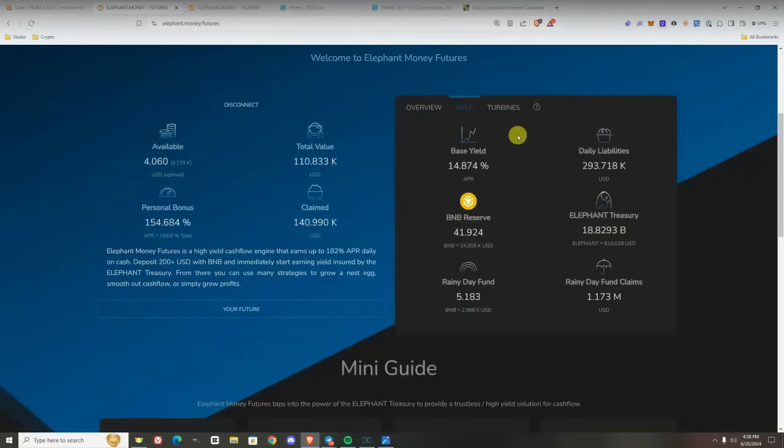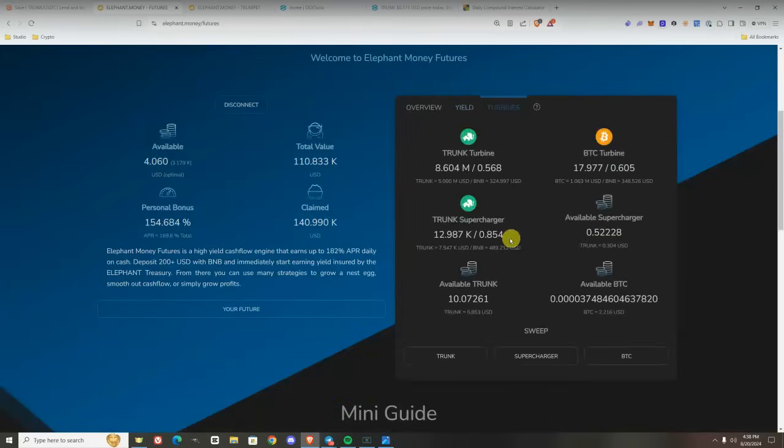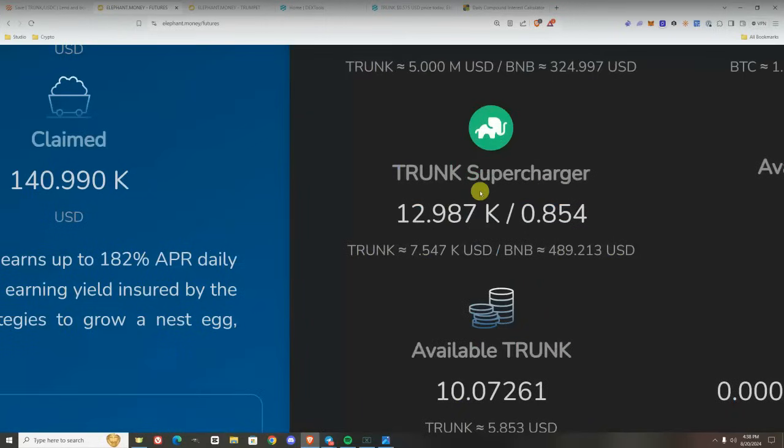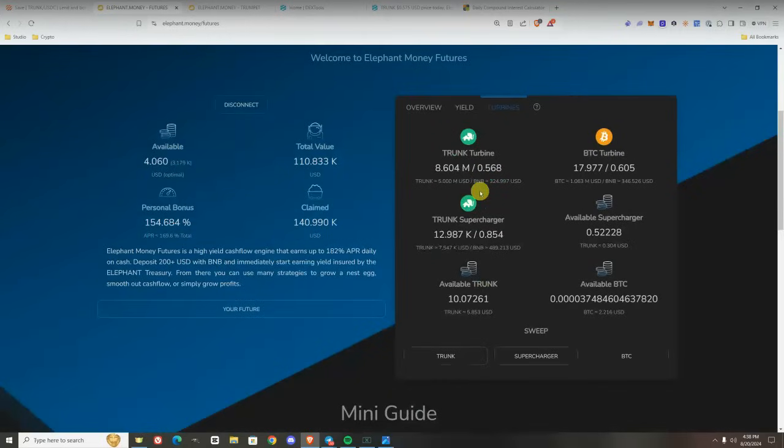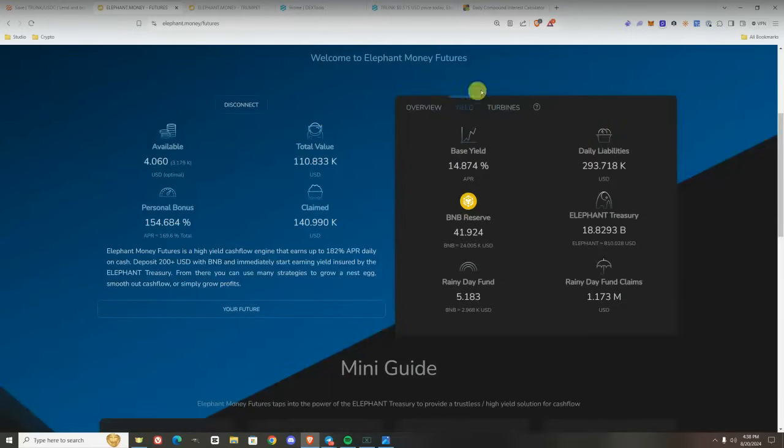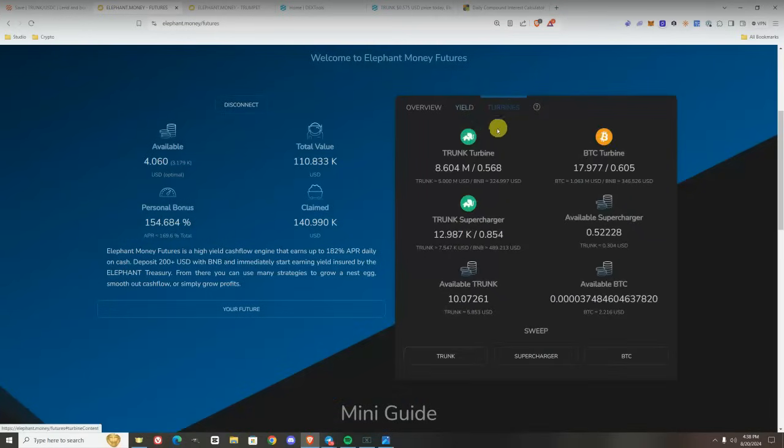But really, most of the updates have to do with this new thing called the supercharger. Previously on Futures, 100% of all inflow would come into Futures, and half of which would just buy Elephant token outright and go directly into Bertha. The other 50% was split between the turbines, a BNB reserve and a rainy day fund, all of those things we've covered before. That's how it previously used to be.